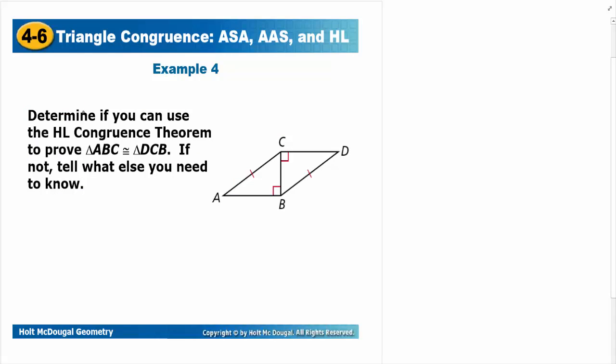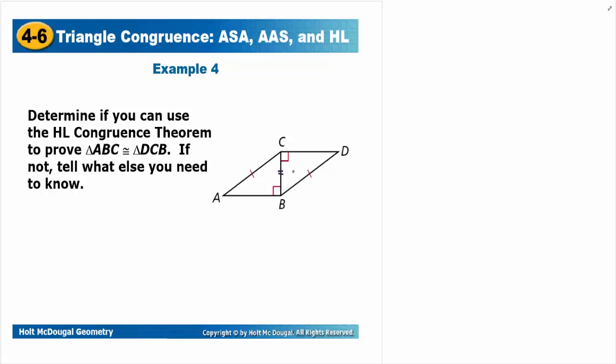So example 4 here says determine if you can use the hypotenuse leg congruence theorem to prove these congruent. If not, tell what else you need to know. Well, here this is already given, by the way. CB is congruent to CB, so you don't say no here. You actually do have enough information. So it can be confusing. It says if not, tell what else you need to know. Well, that's given. It may not say that they're congruent, but you can prove it congruent.